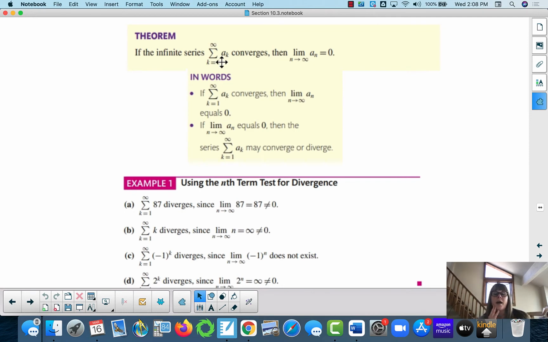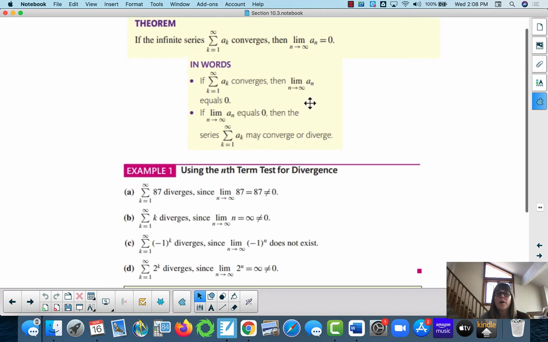So we know that if an infinite series converges, then of this type, where we're just adding terms together, the limit as n approaches infinity of that is equal to 0. That does not work the other way around. So we can't use that to determine if a series converges. We know if a series converges that this is equal to 0, but if it's equal to 0, we can't use that to say that it converges, it could converge or diverge.